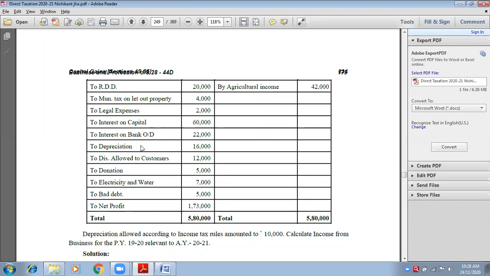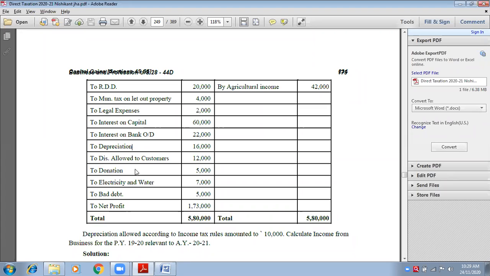Next, depreciation. Now, depreciation, you have an adjustment. Because we have an adjustment, we will leave this point and do it later on. Okay. Depreciation, we have an adjustment. So, whenever we have an adjustment on depreciation, we will leave this point and proceed further.